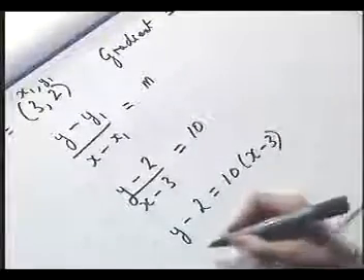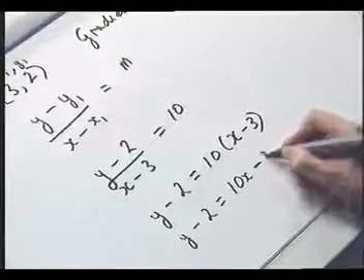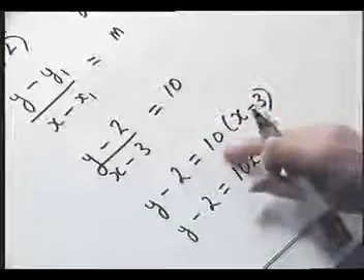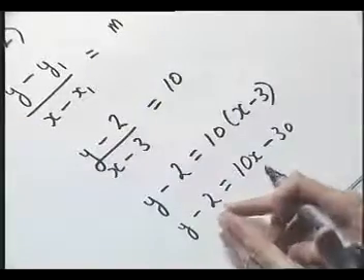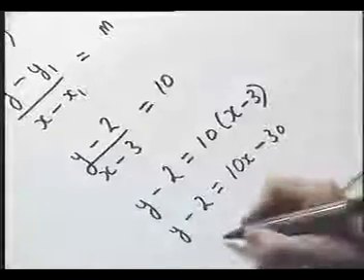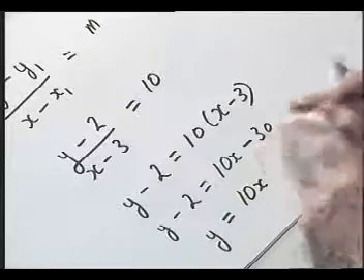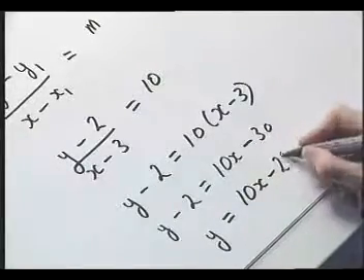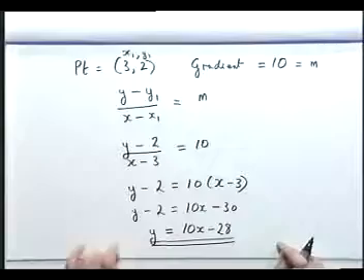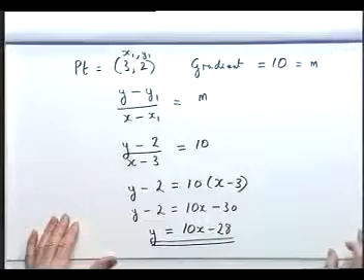Now all we need to do is multiply out the bracket. y minus 2 is 10x minus 30, remembering to multiply everything inside this bracket by what's outside. And now we just need to get this 2 over here with this 30. So we add 2 to both sides. y equals 10x, now minus 30 adding on 2 is minus 28. And there's the equation of our tangent to the curve at this point on the curve with that gradient.